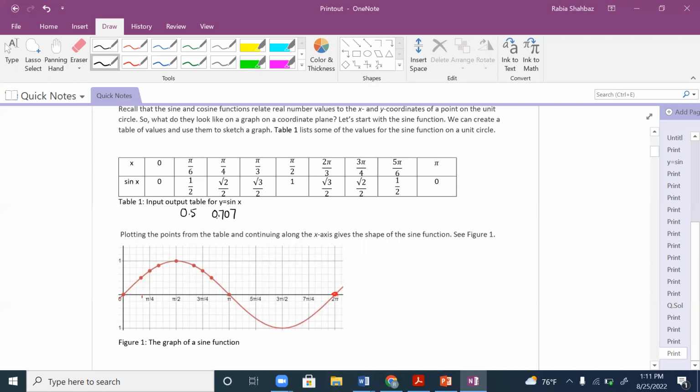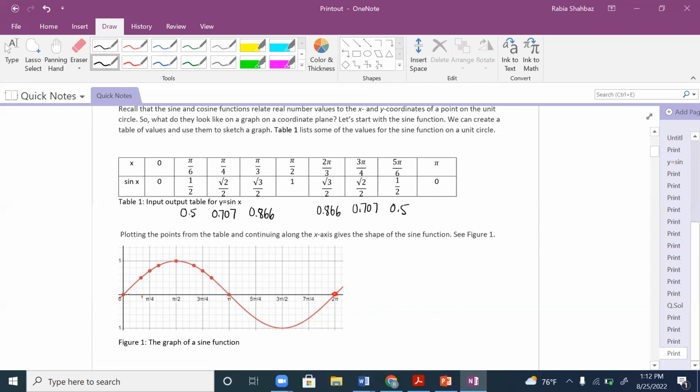We always emphasize knowing the exact values, but this is just a matter of plotting points, and I need the decimal approximation in order to plot them. Sine of pi over 3 is root 3 over 2, which is approximately 0.866. Sine of pi over 2 is 1. And this again repeats in the second quadrant. Sine of 2 pi over 3 is also 0.866. Sine of 3 pi over 4 is 0.707. And sine of 5 pi over 6 is half, or 0.5.